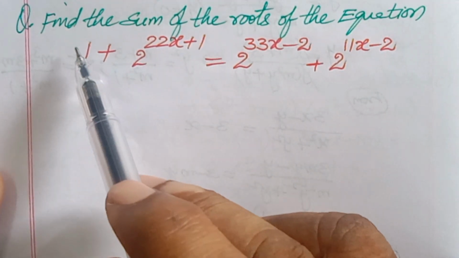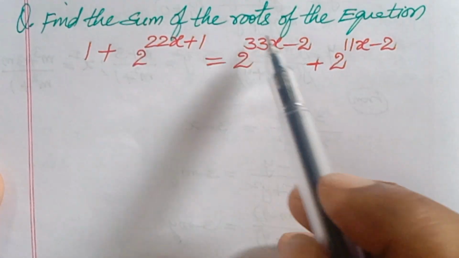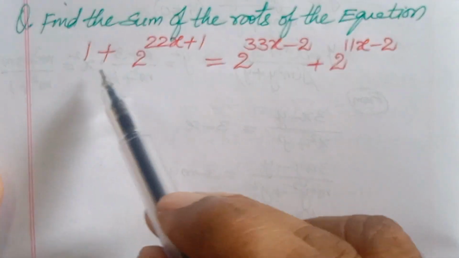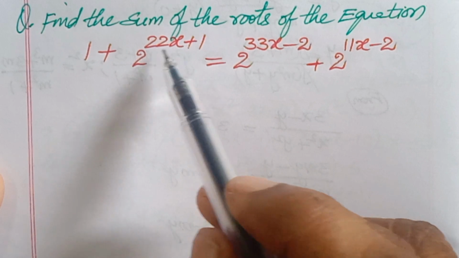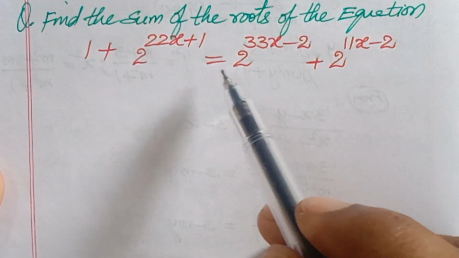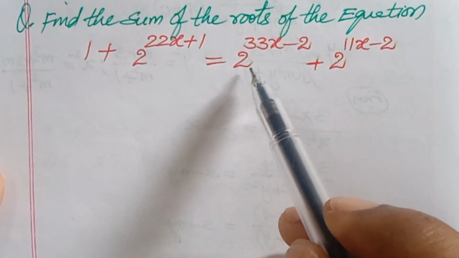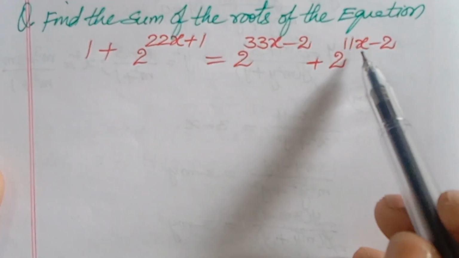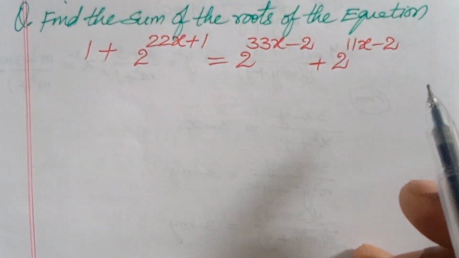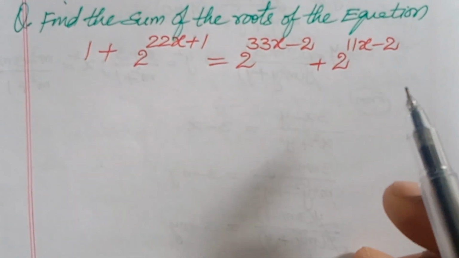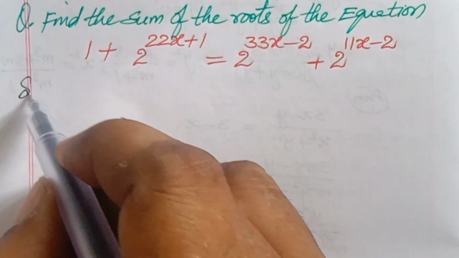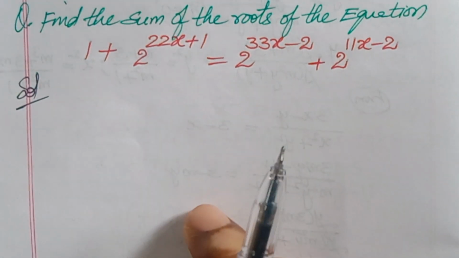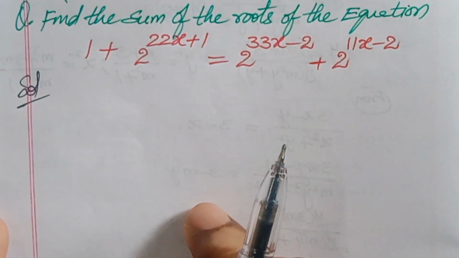Today we are looking at one logical question. Now find the sum of the roots of the equation 1 plus 2 to the power of 22x plus 1 is equal to 2 to the power of 33x minus 2 plus 2 to the power of 11x minus 2. He is asking to find the sum of the roots. So as you are going to start this problem, pause the video for 10 seconds and try it.